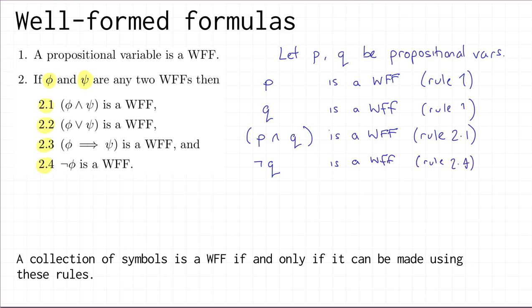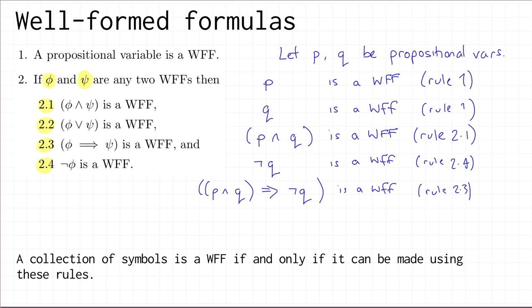And finally, let's do one more. So if I now have brackets and then any well-formed formula, we're going to use rule 2.3 here. And then the implies symbol, and then any other well-formed formula. So we'll use this. Then that is a well-formed formula. So we used 2.3.